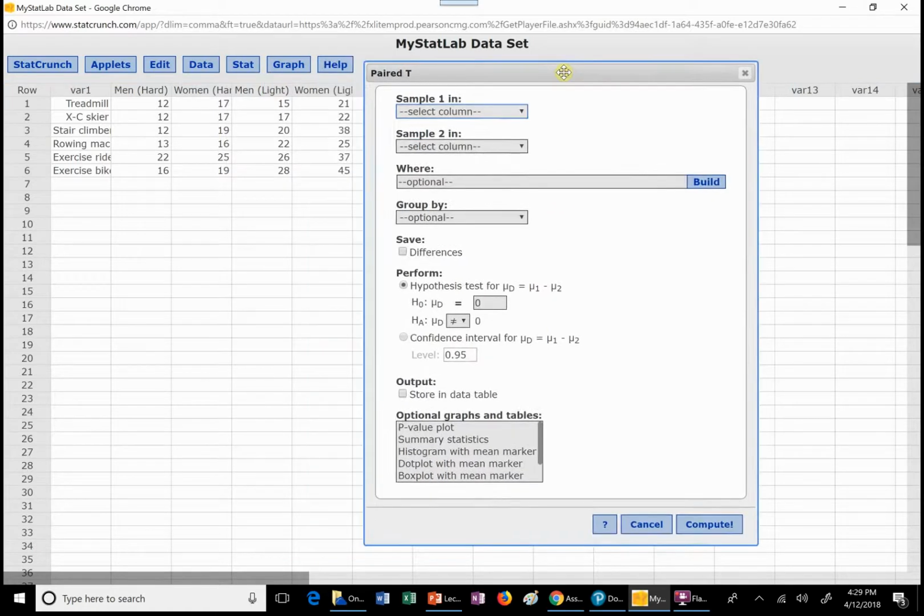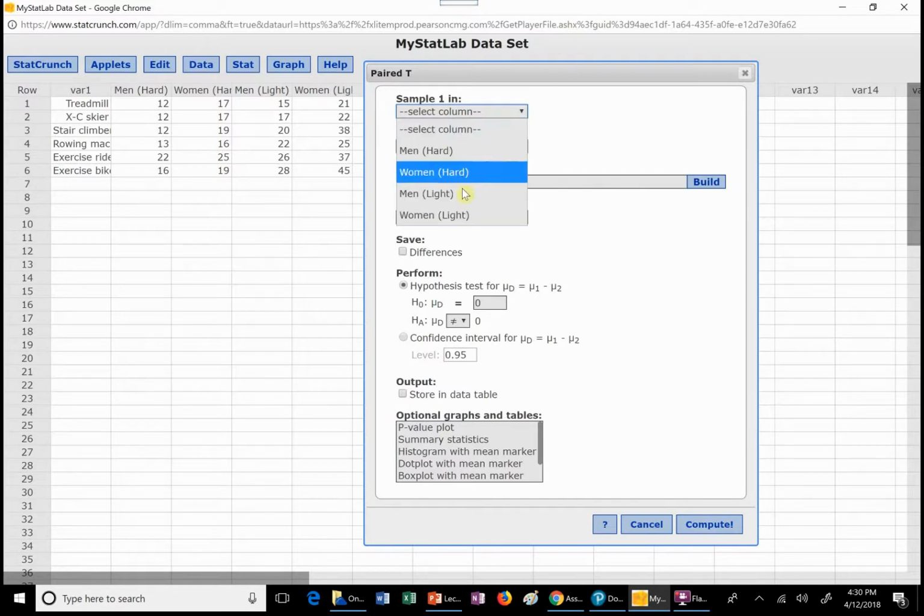Now let me ask you a question. What order should I enter them? The question asks how much longer, and I'm looking at the time it takes for them to burn 200 calories. So it's asking how much longer it takes women than men. So who should come first, women or men? Women should come first. So I'm going to look at women.